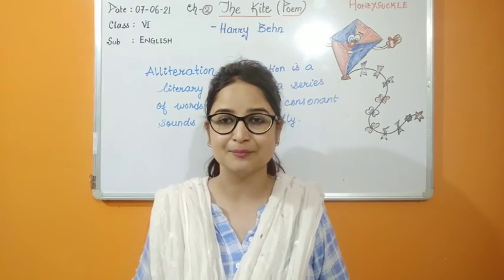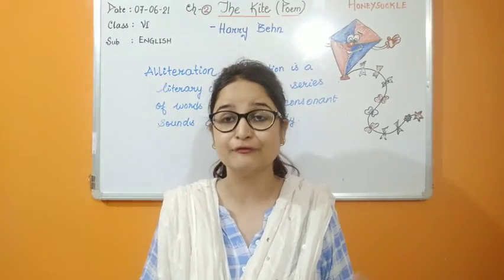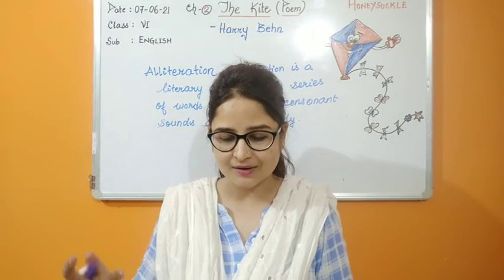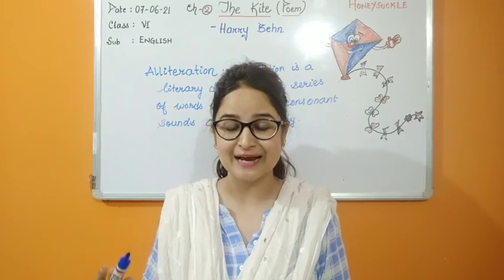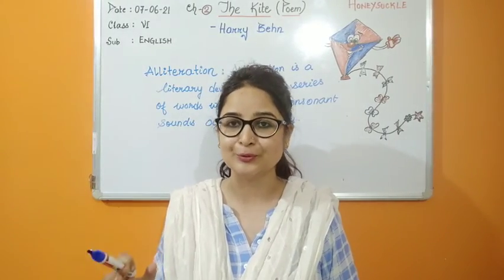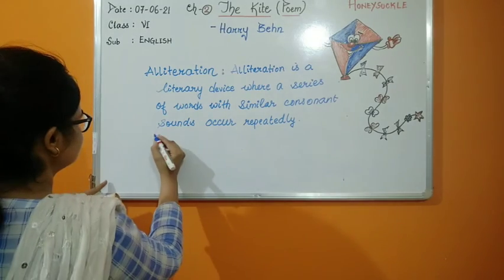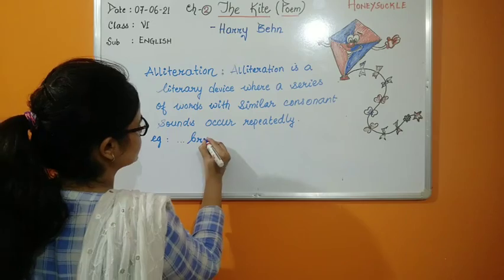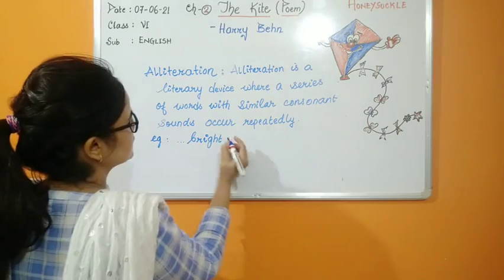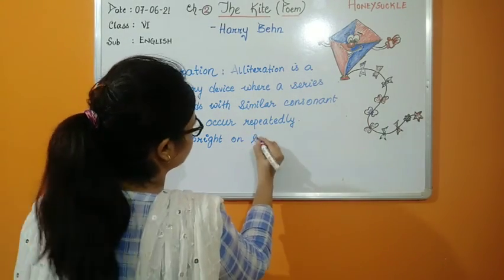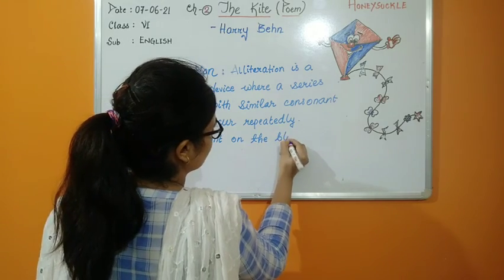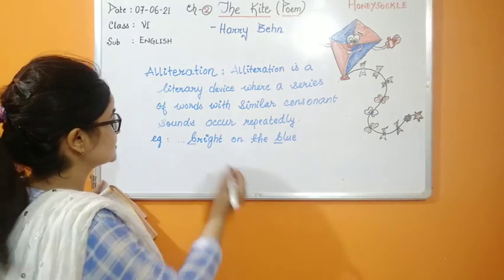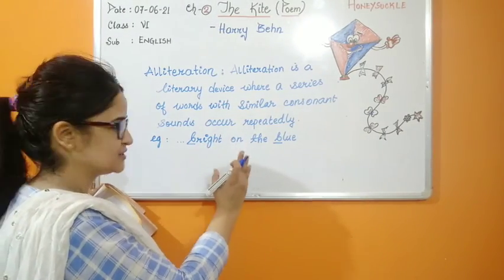Now we will find some examples of alliteration from the text itself, from your poem. In the very first line you have bright on the blue. Do you see that? The first example is bright on the blue. Here you can see that this B sound is repeating itself. So this is an example of alliteration.